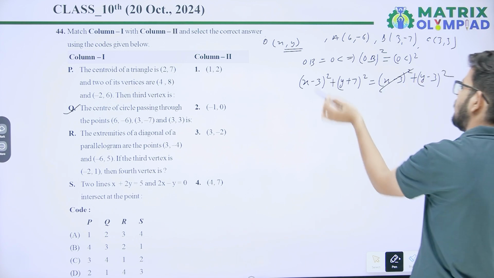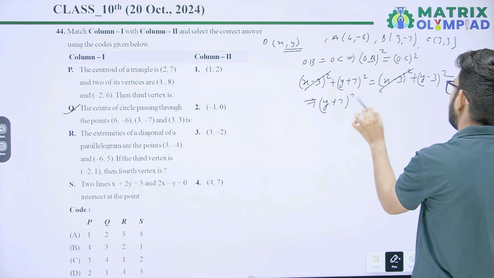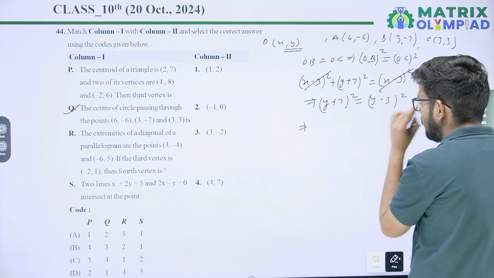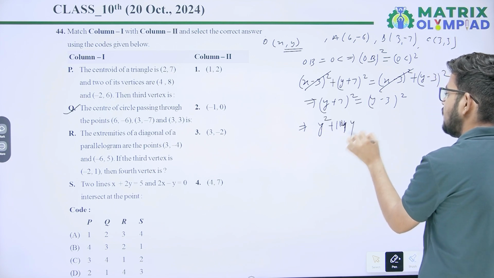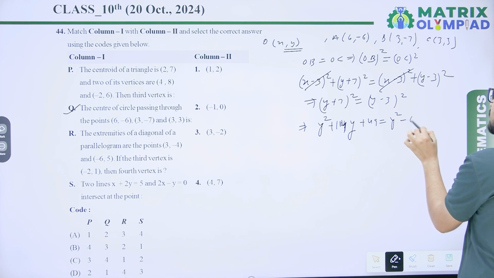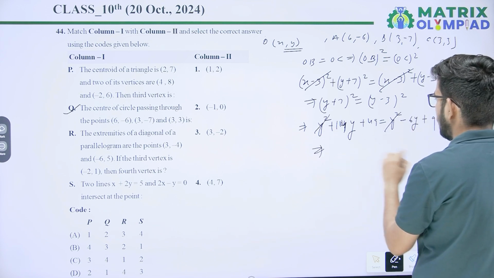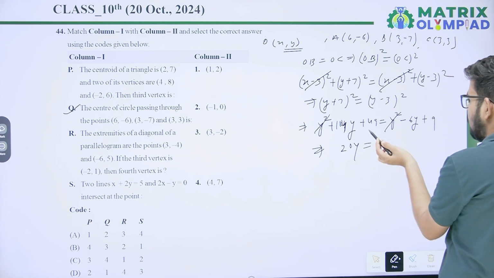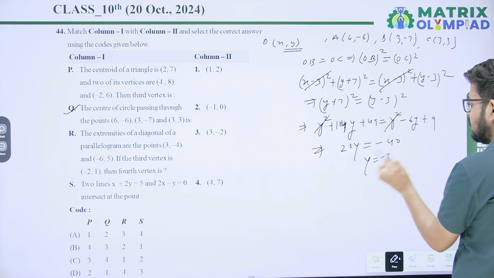The (x - 3) whole square terms cancel out. You will get (y + 7) whole square equals (y - 3) whole square. So after simplification you will get y square plus 14y plus 49 equals y square minus 6y plus 9. The y square terms cancel out and you will get 14y plus 6y, that is 20y, and 9 minus 49, that is -40. So the value of y equals -2.